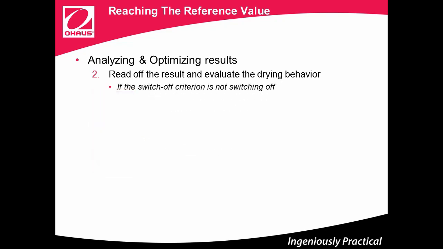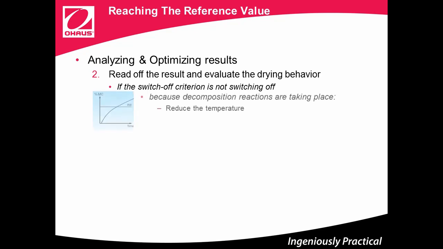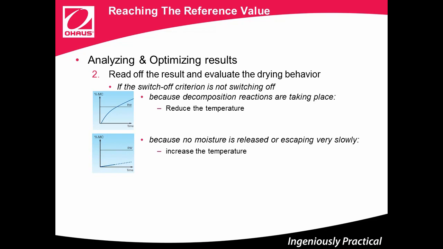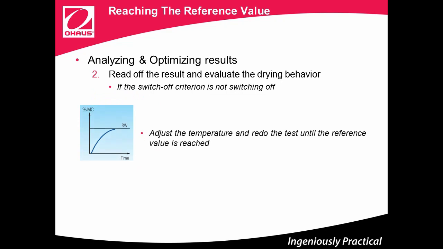If the switch-off criterion is not switching off, because decomposition reactions are taking place, reduce the temperature. Or because no moisture is released or is escaping very slowly, increase the temperature. Adjust the temperature and redo the test until the reference value is reached.